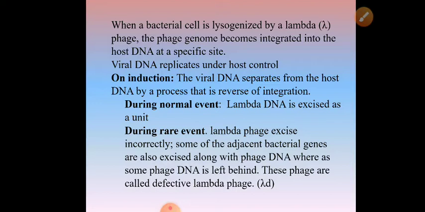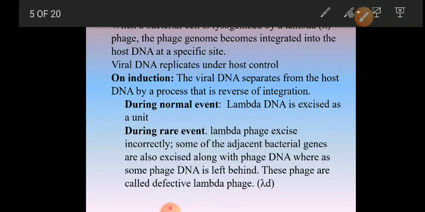Such a lambda phage is a defective phage. Why is the lambda phage DNA called defective? Because it is carrying a few genes from the bacterial chromosome, right? Such defective phages we write as lambda D. These defective phages are actually transducing phages. They are capable of bringing about specialized transduction.